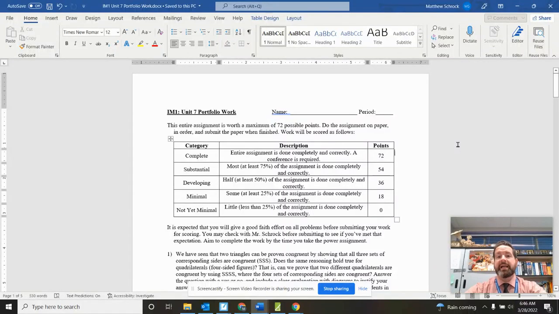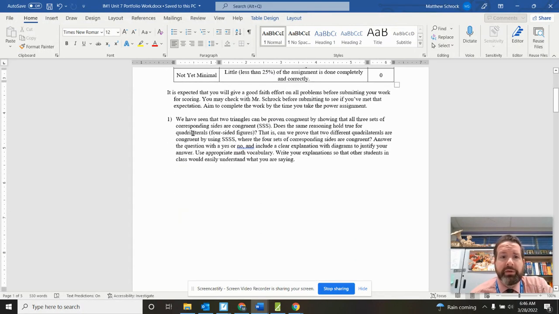Let's clarify what the portfolio is asking you to do. So we have here in number 1, we've spent all our time looking at how you can prove that two triangles are congruent. This is now asking, what if you move to a figure that has 4 sides? Specifically, the method of proving triangles congruent, SSS, is there a version of that for a 4-sided figure, SSSS?